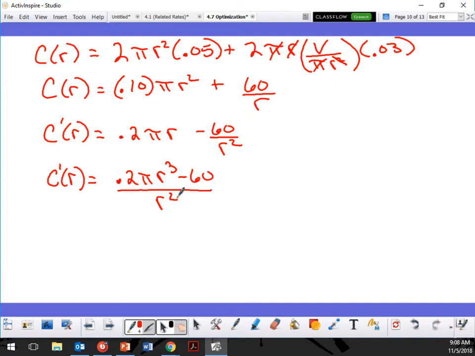Did I lose anyone there? Nope. Okay, because I had to multiply by r squared over r squared, right? Did I do it correctly? Okay, good. Just making sure. Okay, got some people looking at me quite intently.